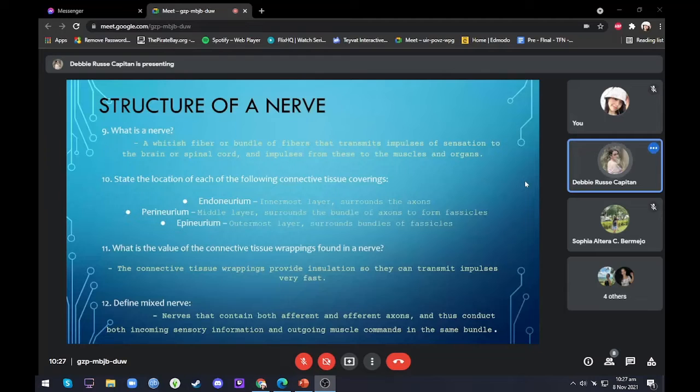Number 11, what is the value of the connective tissue wrappings found in a nerve? The connective tissue wrappings provide insulation so they can transmit impulses very fast. Number 12, define mixed nerve.